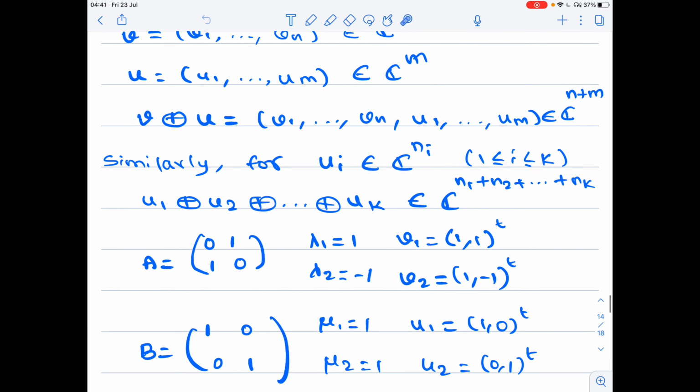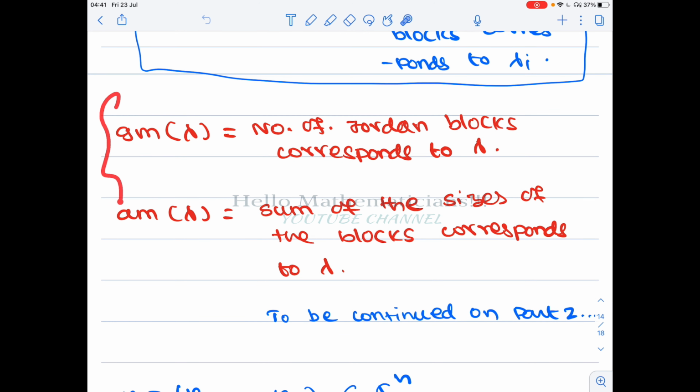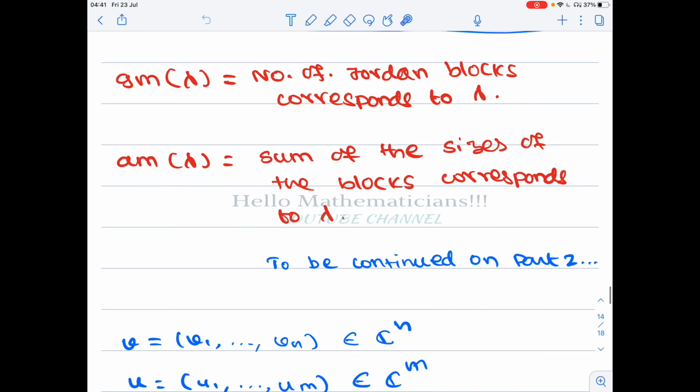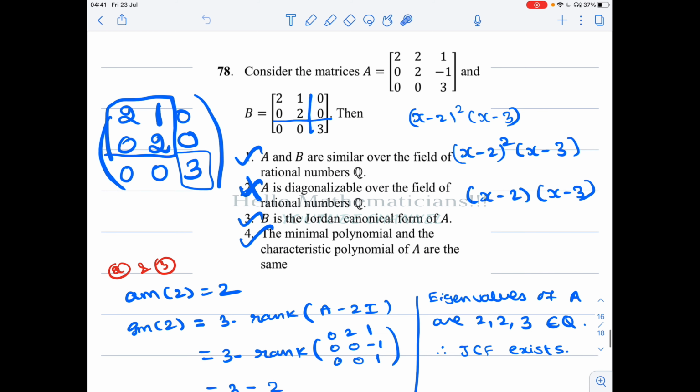Next, we see some problems using this observation. So this is a CSIR problem from a previous year question. Consider the matrix A equal to [2, 2, 1; 0, 2, -1; 0, 0, 3], and we are given another matrix B.